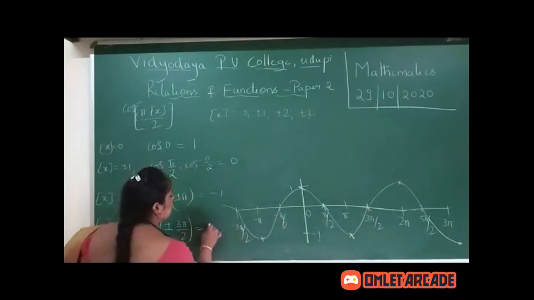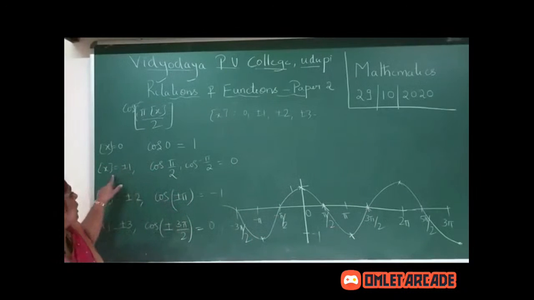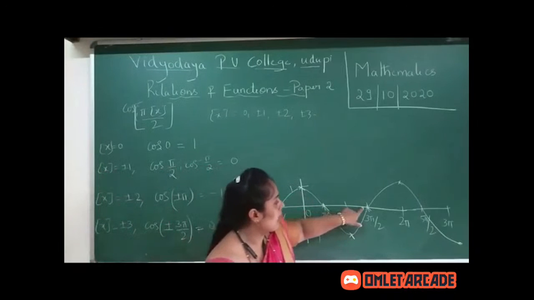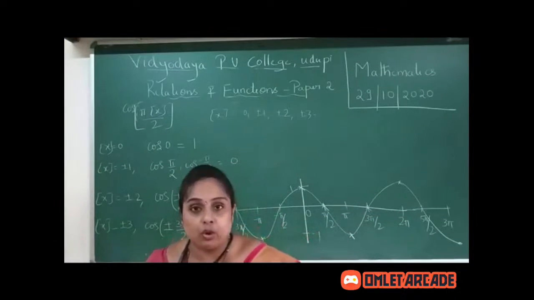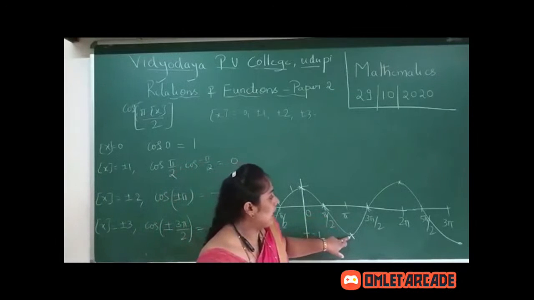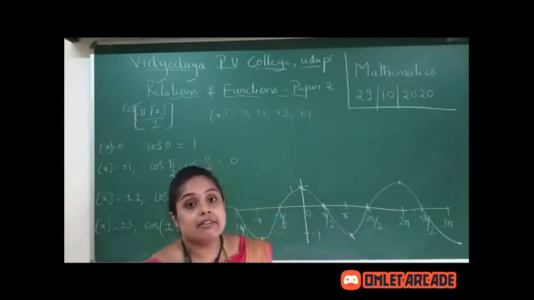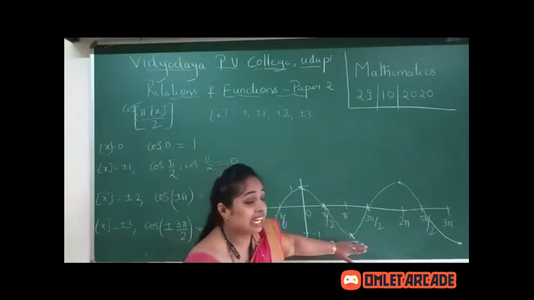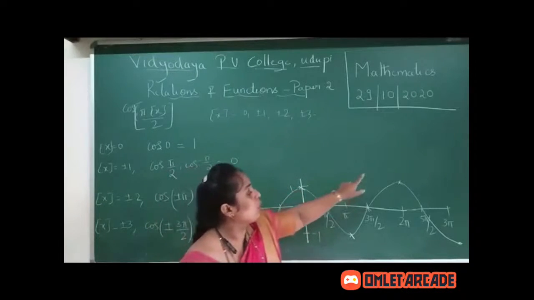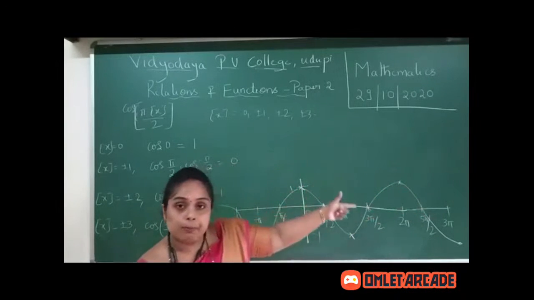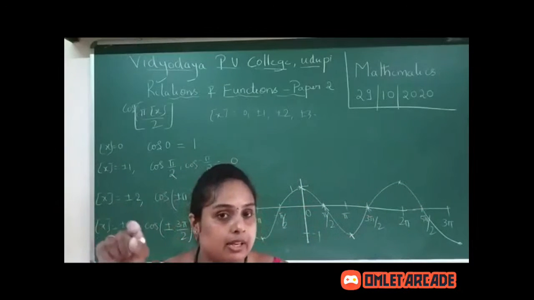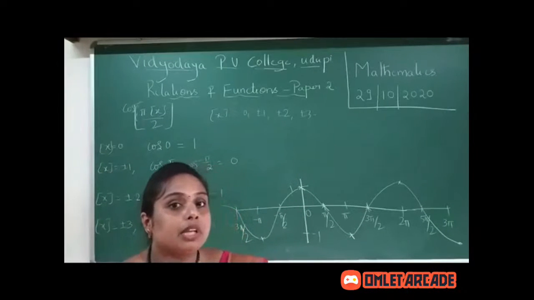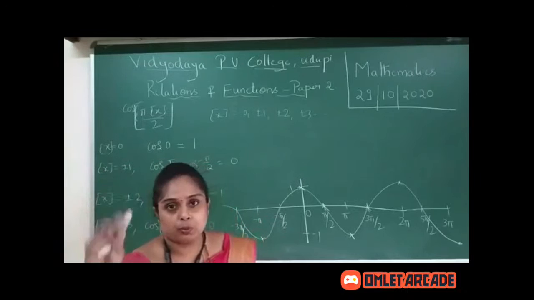What is cos 3 pi by 2? Once again, 0. So remember, looking at the graph, for pi by 2, 3 pi by 2, 5 pi by 2 and all, it is 0. For pi, 3 pi, 5 pi, 7 pi, odd multiples of pi, I am getting minus 1. And for 0, 2 pi, 4 pi, 6 pi and all, I am getting plus 1. For odd, minus 1. For even, plus 1. For pi by 2, 3 pi by 2, 5 pi by 2 and all, 0, 0, 0.